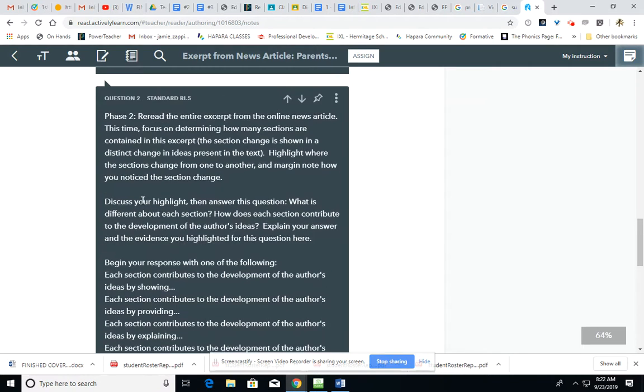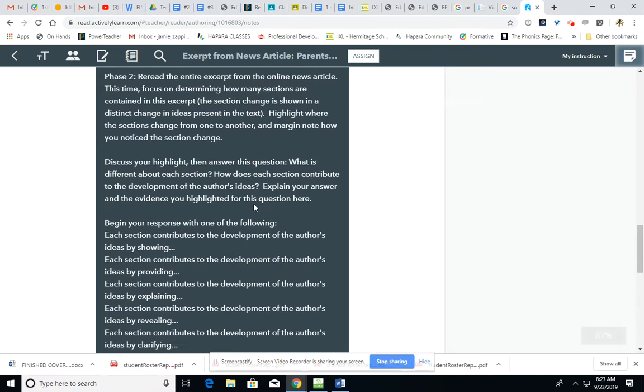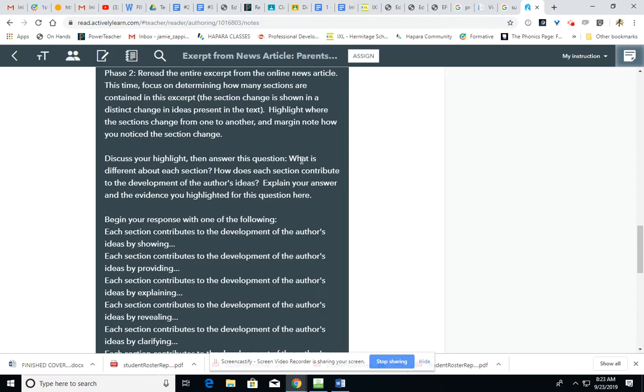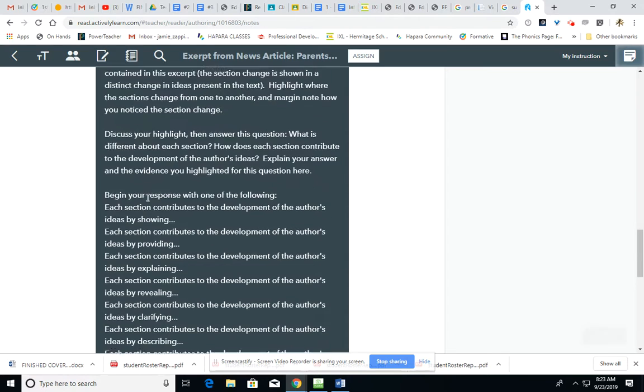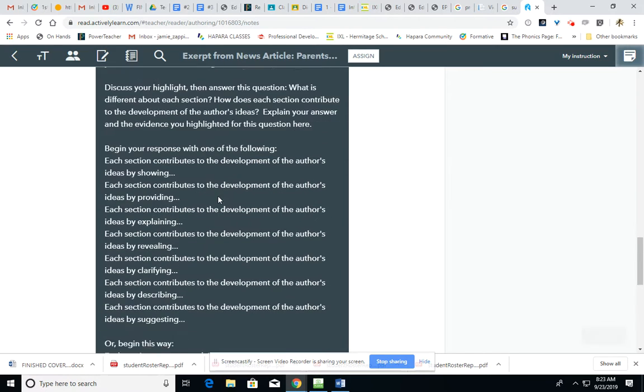Okay, so after you figure out where that distinct shift or change in the ideas occurs, I want you to discuss that with your group and then answer this question. So now you've established there are two parts within this. So what's the difference about each section? How does each section contribute to the development of the author's idea? And you're going to explain your answer and your evidence here.